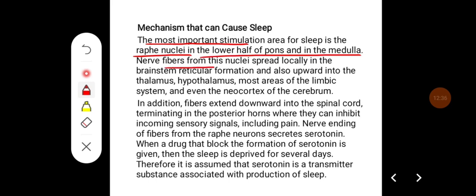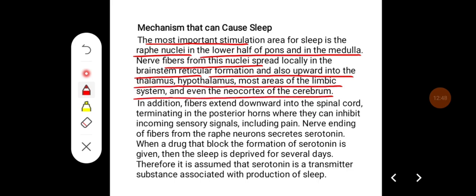The nerve fibers from these nuclei spread locally in the brainstem reticular formation and also upward to the thalamus, hypothalamus, most areas of the limbic system, and even the neocortex of the cerebrum. In addition, fibers extend downward into the spinal cord, terminating in the posterior horns where they can inhibit incoming sensory signals, including pain. The nerve endings of fibers from the raphe neurons secrete serotonin.